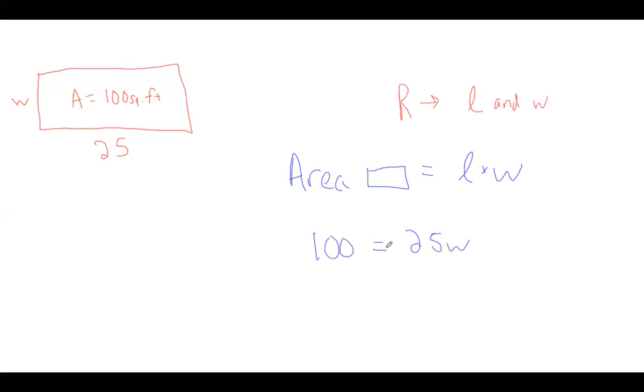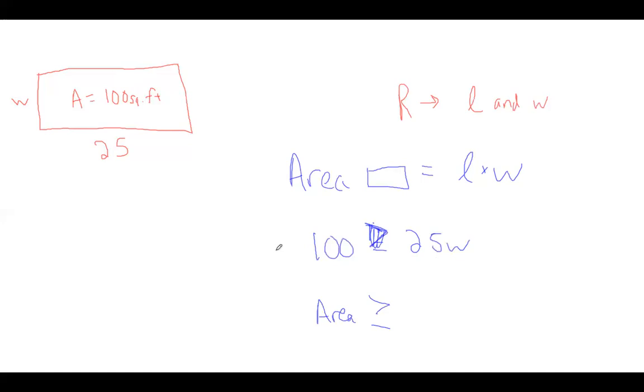But in this case, we want it to be at least 100, right? Didn't they say that in the problem? So we want it to be equal to 100, or we want it to be greater. We want the area to be greater than or equal to 100. So when we multiply the length times the width, we want our answer to be 100 or greater, right? So which inequality shows that? I actually put my sign the wrong way here, I think.